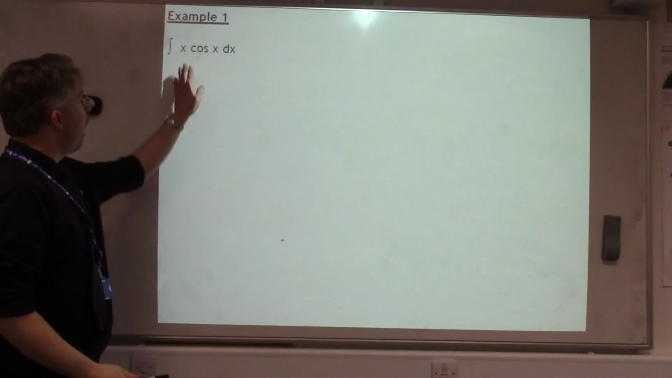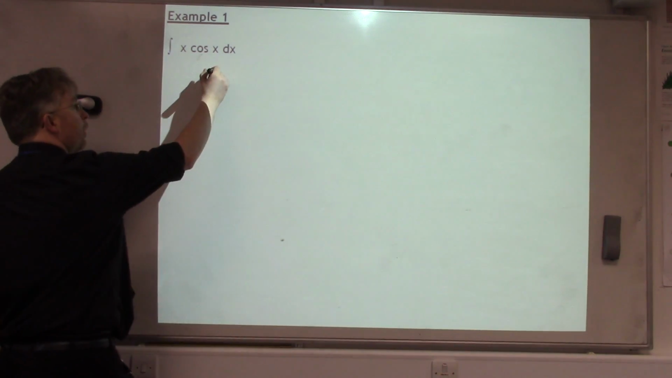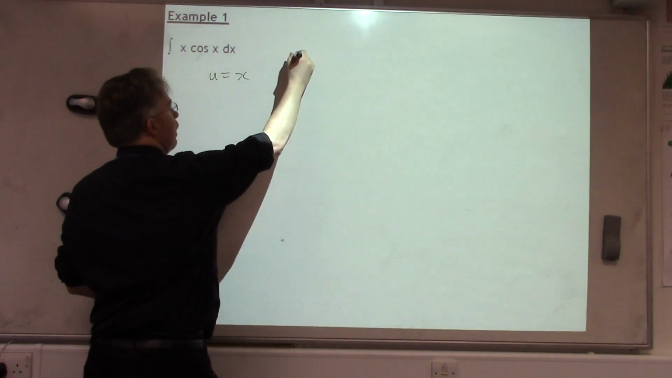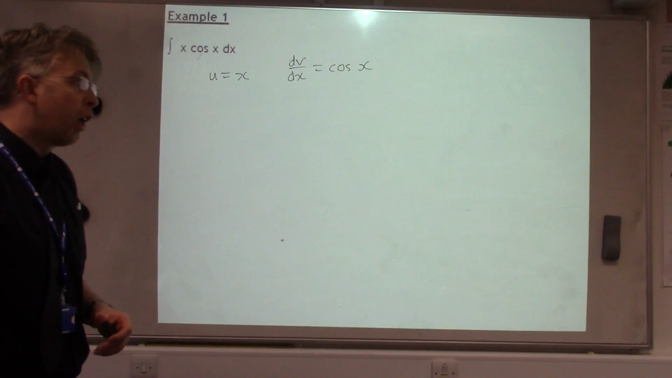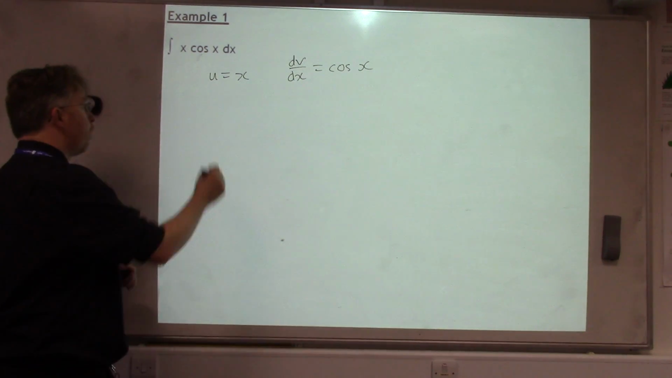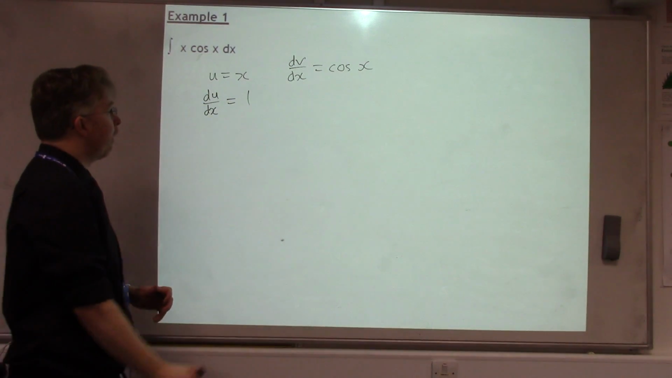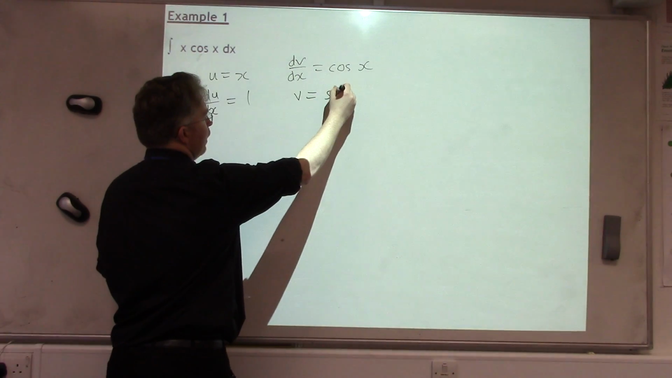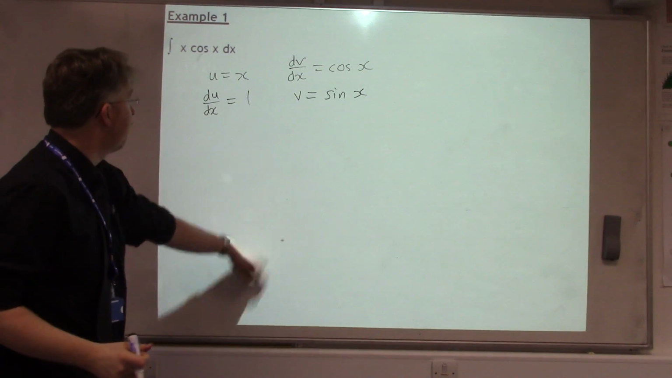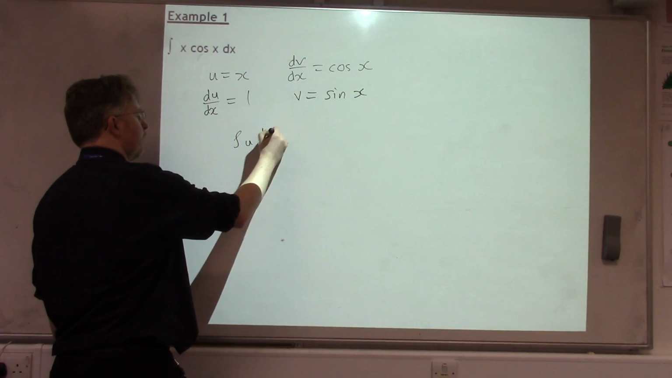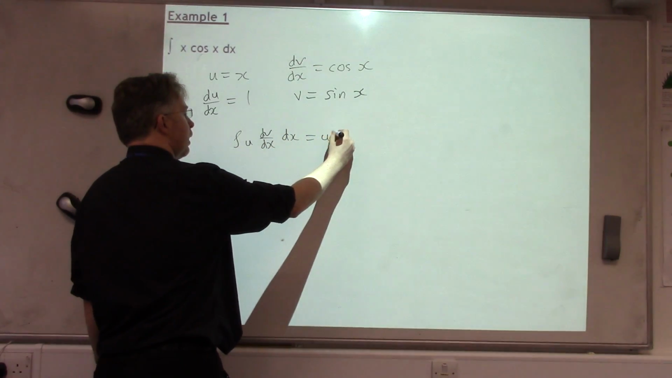So first example, we've got x times cos x dx. No ln x, but our x is there, so u is equal to x, leaving dv by dx to be cos x. Differentiate the u to get du by dx, and we get 1. Integrate the dv by dx to get v. The integral of cos x is sine x. We then apply the formula. I say it's in the formula booklet, so you will not need to remember it.